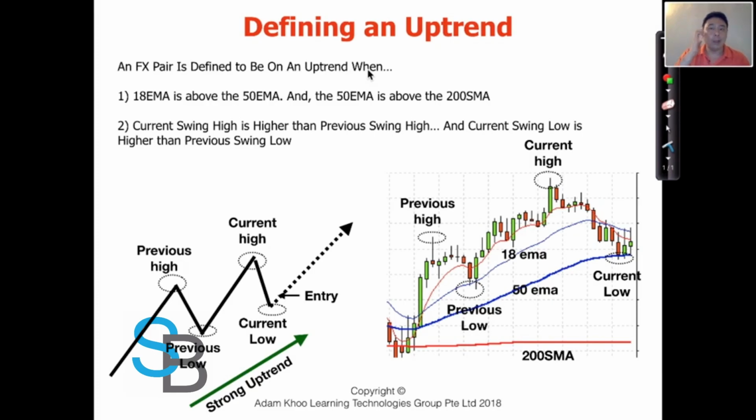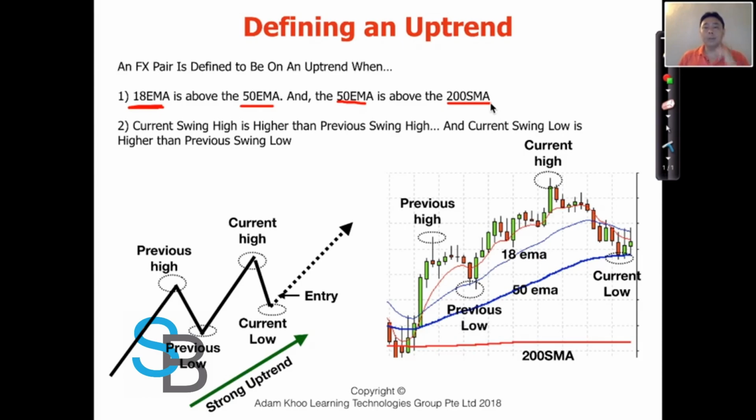Number one, you want to see the moving averages in sequence from the smallest moving average to the biggest moving average. We're going to use basically 3 moving averages for this. So we must see the 18 exponential moving average, 18 EMA, above the 50 EMA, and the 50 EMA should be above the 200 simple moving average. So again, when you're setting your charts, you have to set your charts with these specific moving averages.